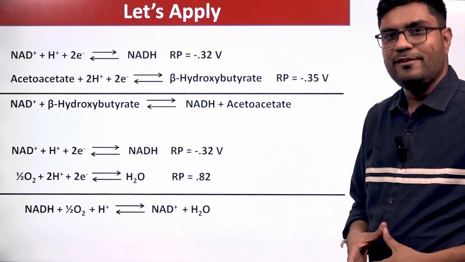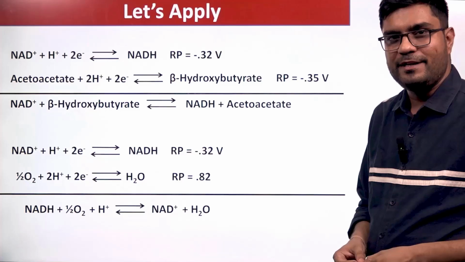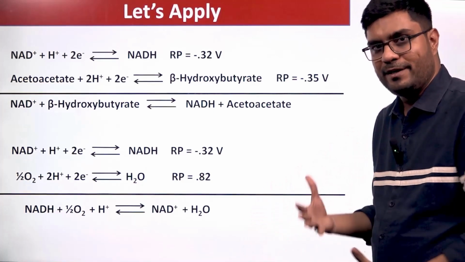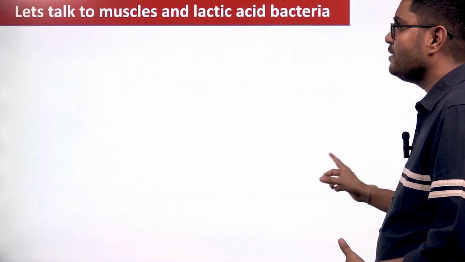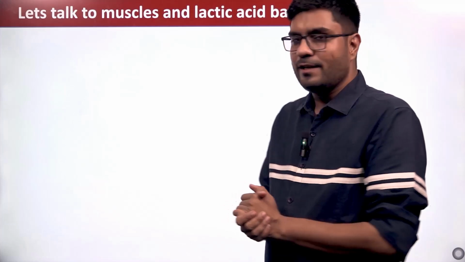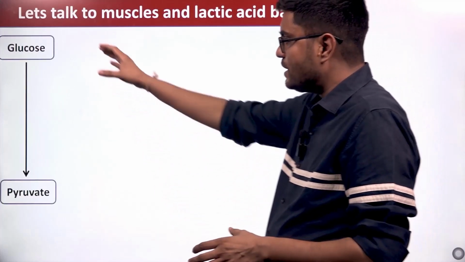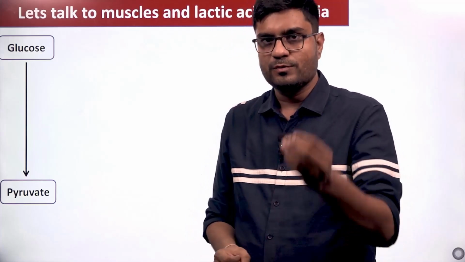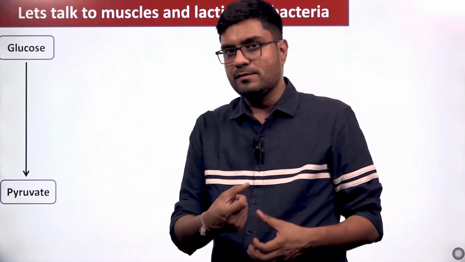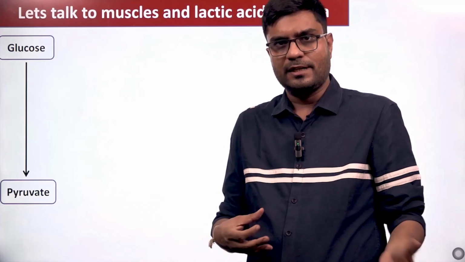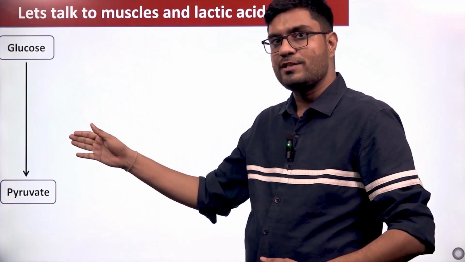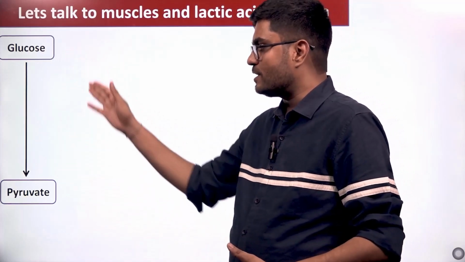But before doing that, we will understand a very interesting story which happens nearly every day in our skeletal muscles as well as in bacteria which are doing fermentation. So let's start the story and let's talk to muscles and lactic acid bacteria. Normally in muscles, glucose is converted into pyruvate through the metabolic pathway glycolysis, which is actually an oxidation reaction, because if you look at the chemical structure, glucose is an aldehyde containing sugar and pyruvate is an acid. So glycolysis is essentially an oxidation process where glucose is converting into pyruvate.